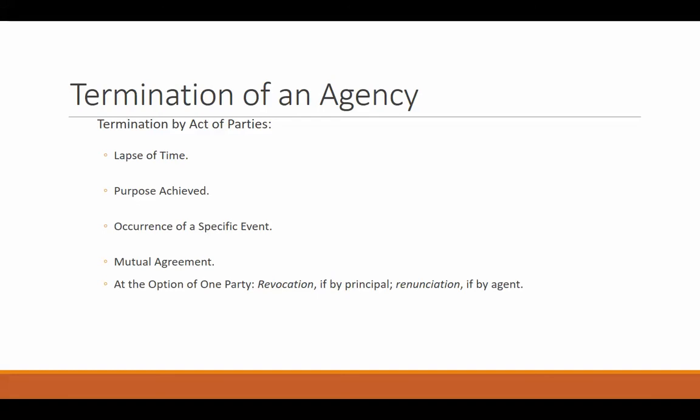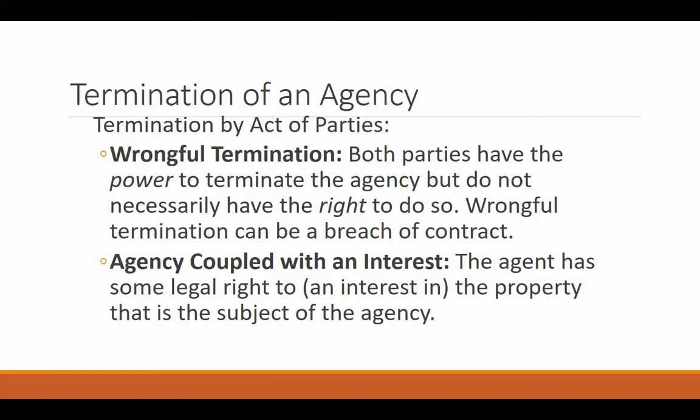If only one party has the authority to terminate the relationship, there's 2 different terms there. So a revocation is if the principal can revoke the agent's rights. A renunciation is if the agent can say, I no longer want to serve as your agent. If there's termination and there's wrongful termination, both parties have the power to do it, but not always the right to do so. So if there's a wrongful termination on one side, then there could be a breach of contract issue.